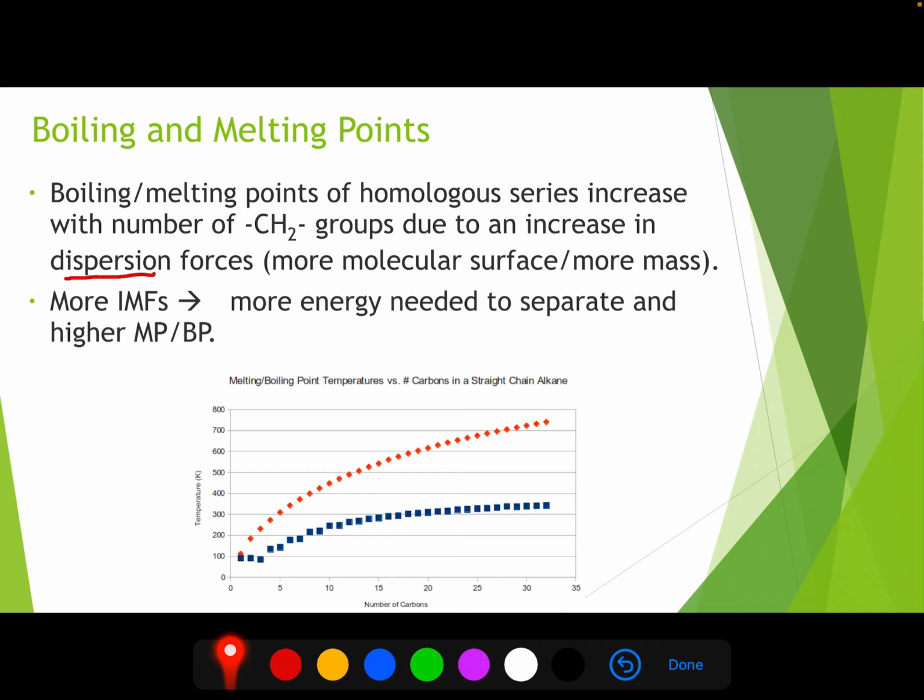And what we've got here is just the melting points and boiling points of some straight chain alkanes, which are just the carbon groups. Here would be 1 carbon, 5 carbon, 10 carbon, 15 carbon. The boiling point increases. You can see the melting point's got kind of a slow start, but it does exactly the same thing. They'll increase, and again, it's because of that increase of dispersion forces.